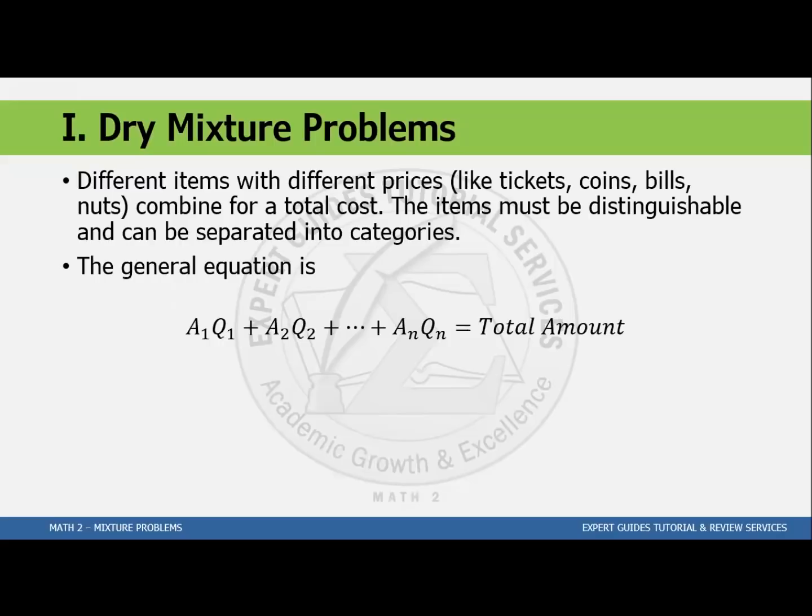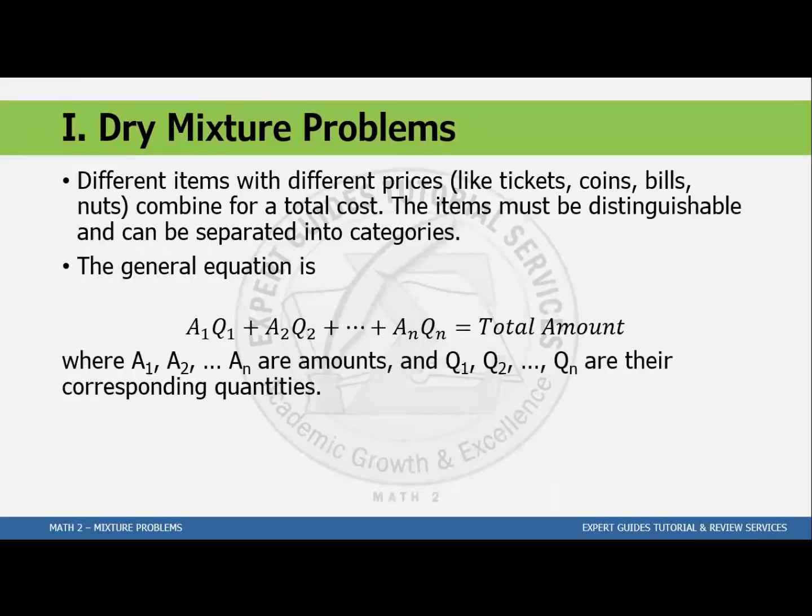Our underlying equation is as follows: a sub 1 times q sub 1 plus a sub 2 times q sub 2 and so on until a sub n times q sub n is equal to the total amount. Yung mga a na variable, we are referring here to their amounts, so yung underlying na cost or price ng mga kinakategorize natin. While yung mga q na variable, q sub 1, q sub 2, and so on, these are the corresponding quantities. Ilan yung mga coins or bills na may ganong amount. So that is our classification. And the total amount should be stated or given, or maybe it's what we are looking for in the problems.